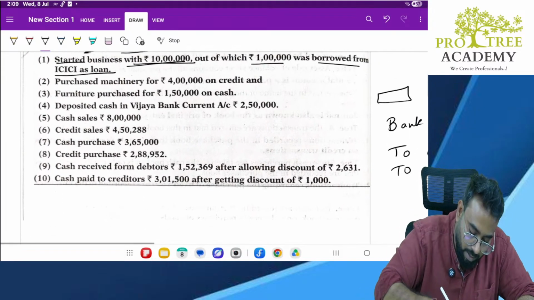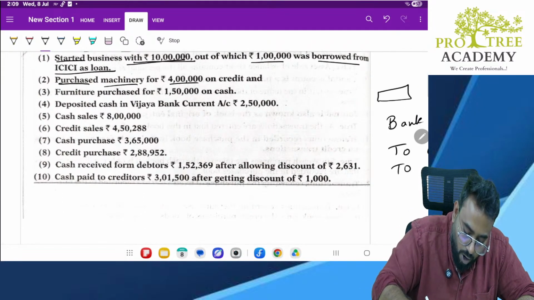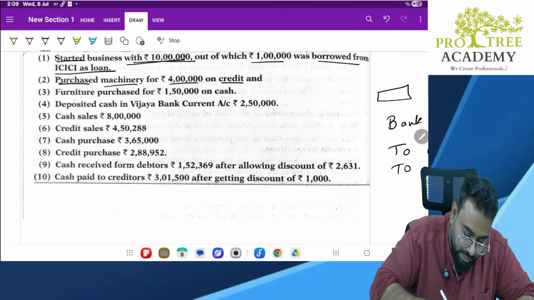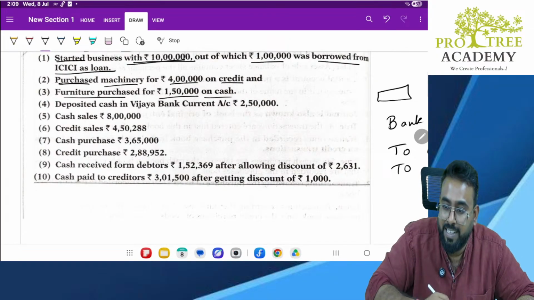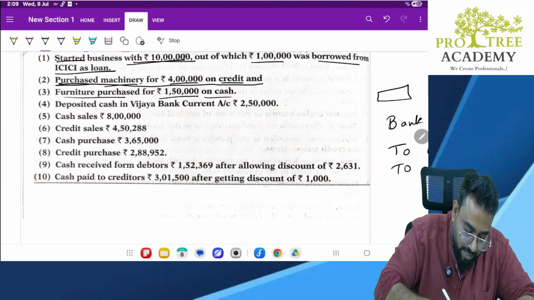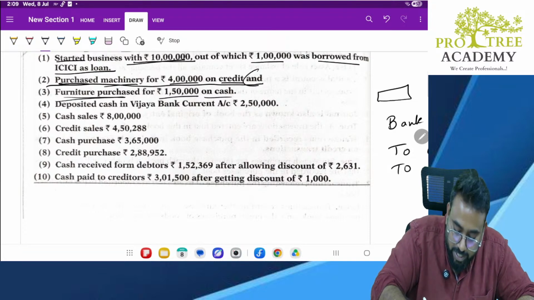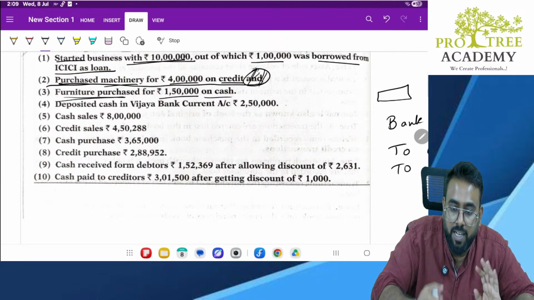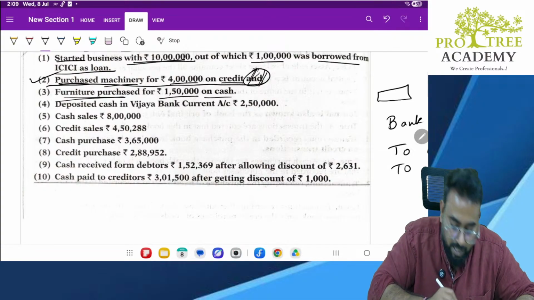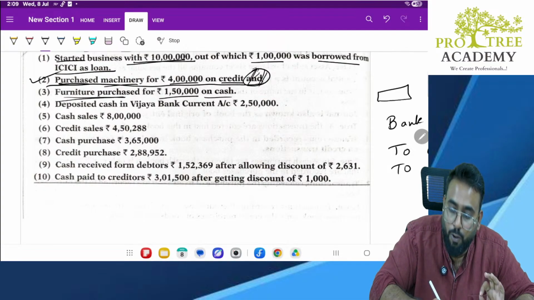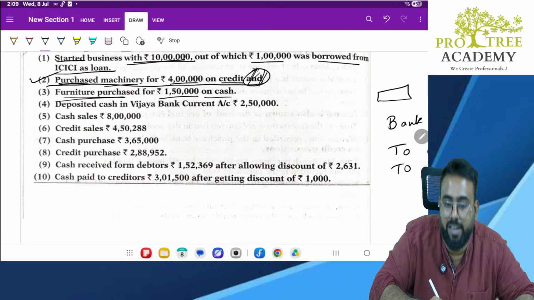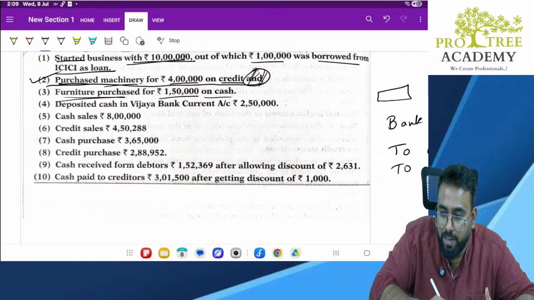Next, purchased machinery for 4 lakh on credit and furniture purchased for 1.5 lakh on cash. Let's first take this second entry only, then we'll take the other. So, purchased machinery for 4 lakh on credit. What are the 2 legs of the transaction? One, purchase of machinery. Second leg, payable. We are not paying from the bank, so it will be payable. Am I right?